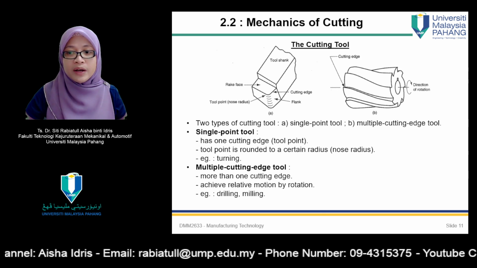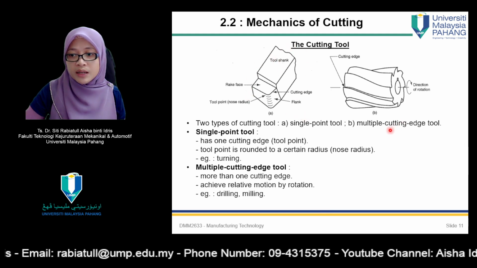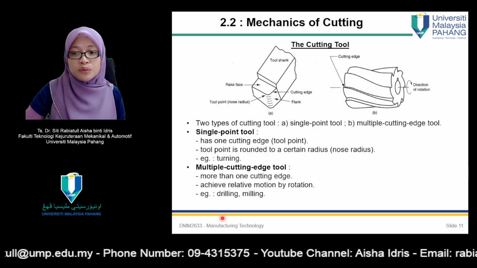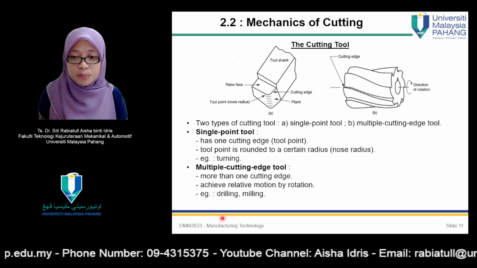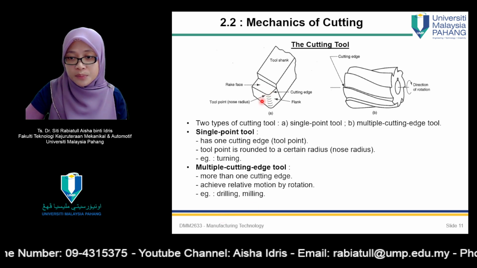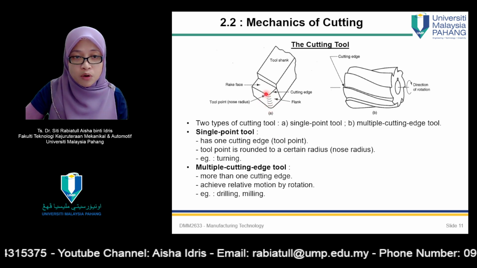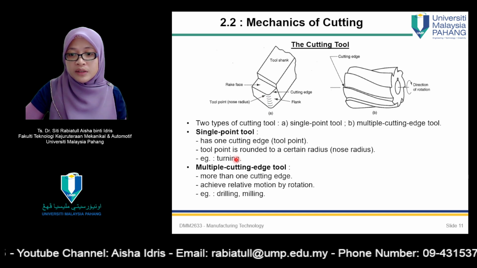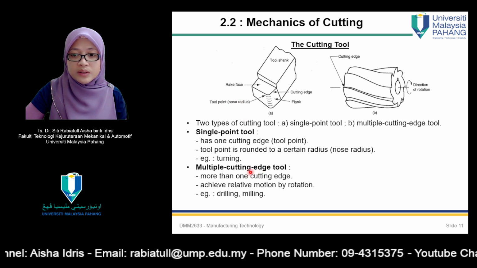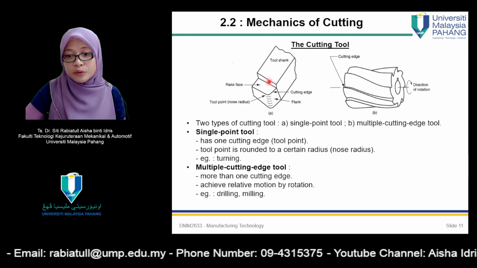Cutting tools can be divided into two: single point tools, like in figure A, and multiple cutting edge tools, like figure B. Why do they call it a single point tool? Because it only has one cutting edge, which is the tool point. From this figure, you can see this is the tool point, which is the area of cutting. The tool point is rounded to a certain radius, which is called the nose radius. This cutting tool is suitable for the turning process.